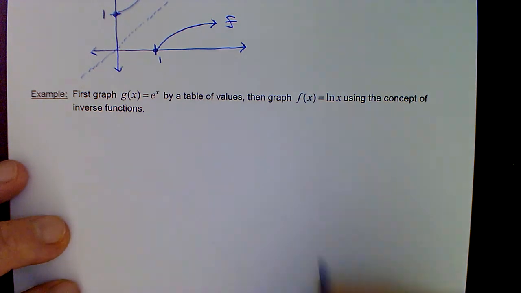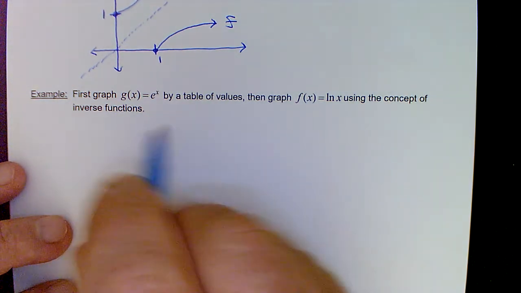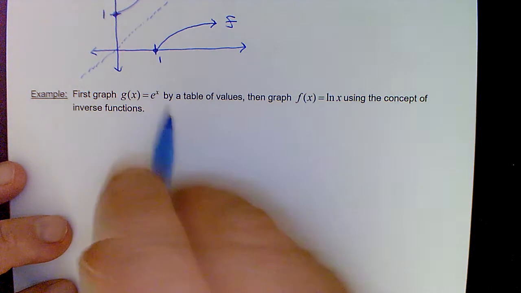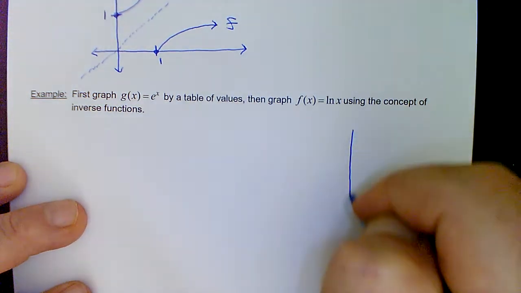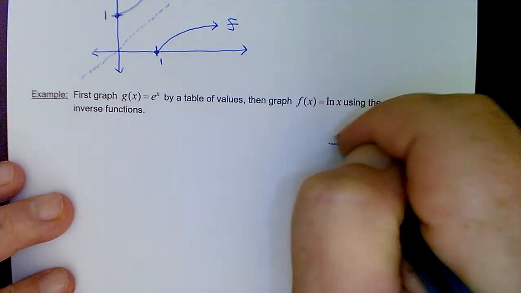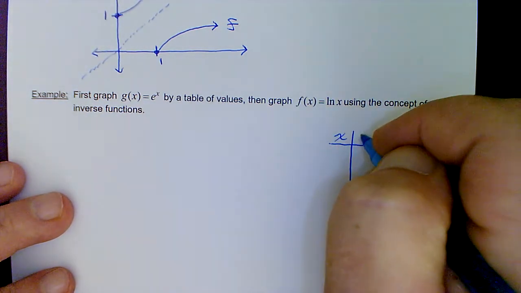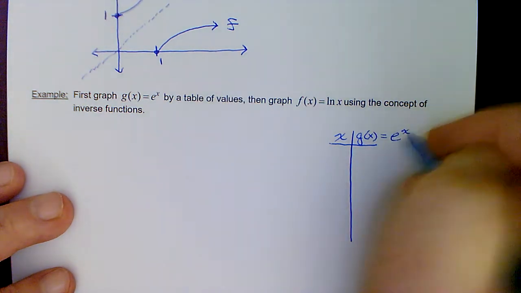I purposely waited on graphing the natural log of x until we talked about e to the x and those two concepts, because now we know what e to the x looks like. I mean, you can even plot a table of values as is suggested here. Like here's x and g of x equaling e to the x.